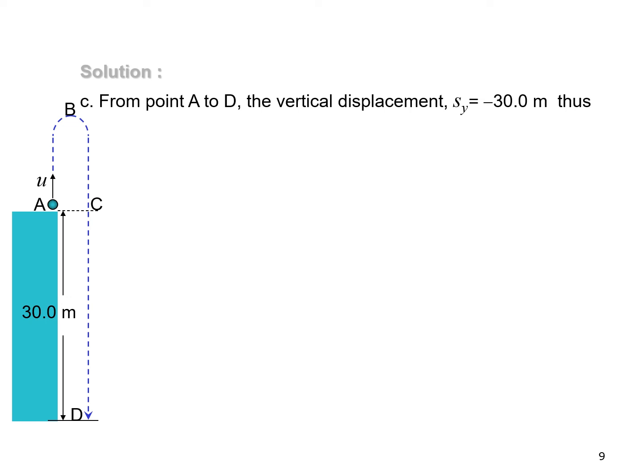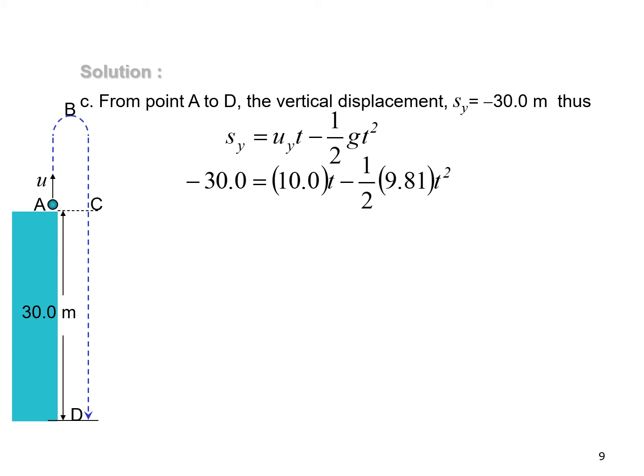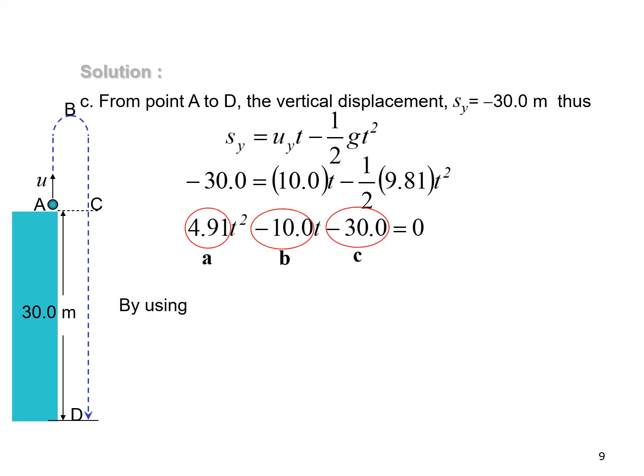And then from point A to D, it travels A to B, then back to C, and then C to D. So the total displacement will be negative 30 from point A to point D. Therefore, replace in here, initial velocity given, total displacement will be negative 30, and g will be constant. So we solve to determine the final answer t. For this part, you can use the equation solver on the calculator.